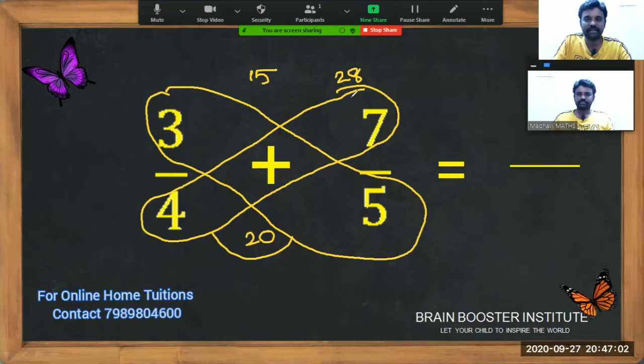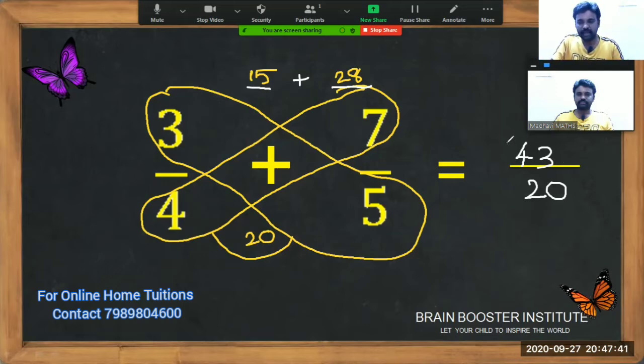In the first step we got 15 and in the second we got 28. As there is a plus symbol, we add them. 15 plus 28 is 43, and we already have 20 as the product of the two denominators. So the final answer is 43 by 20. Simple: we just multiply numerator with denominator, numerator with denominator, and both the denominators, and then add.